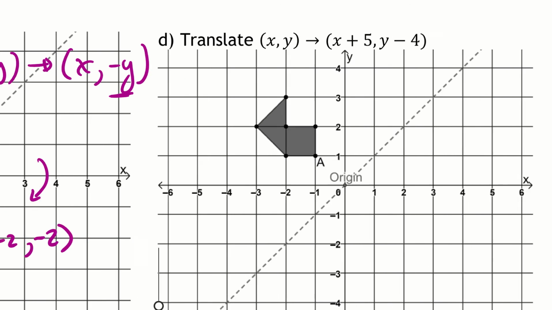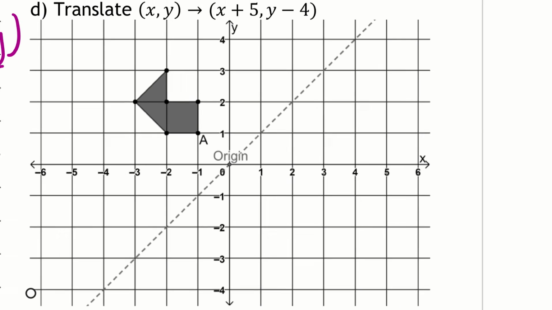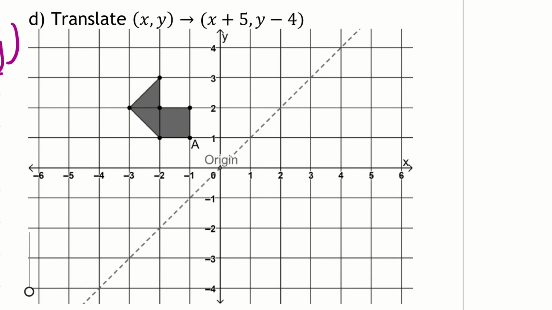All right, and then finally we're going to do a translation. A translation is a transformation where it doesn't rotate, doesn't reflect. We're just going to slide it around. And this says that x's are going to increase by 5 units. So from my point A, it's increasing by 5. I'm just going to go 1, 2, 3, 4, 5.